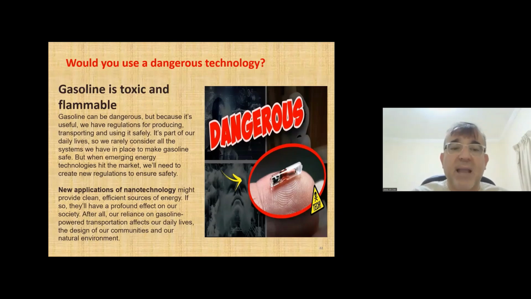It is part of our daily life, so we rarely consider all the systems we have in place to make gasoline safe. But when emerging energy technologies hit the market, we will need to create new regulations to ensure safety. So jurisprudence is very necessary to integrate technology into our daily life. The new applications of nanotechnology may provide clean, efficient sources of energy. If so, they will have a profound effect on our society. After all, our reliance on gasoline-powered transportation affects our daily lives, the design of our communities, and our natural environment.